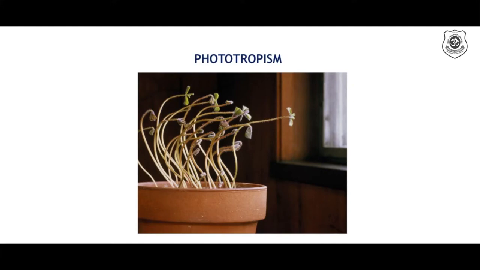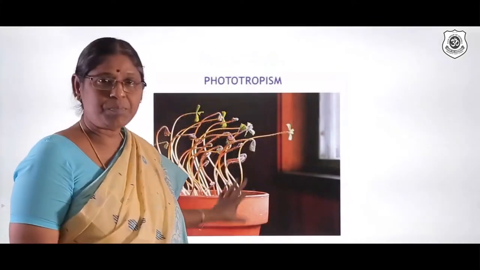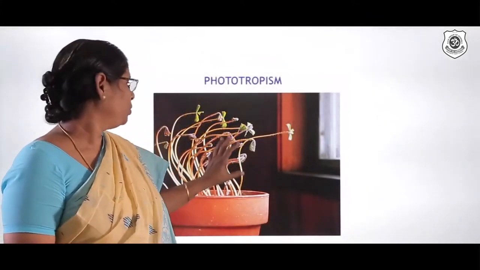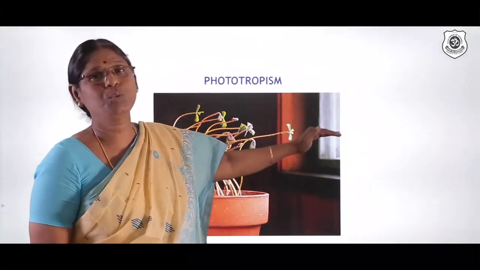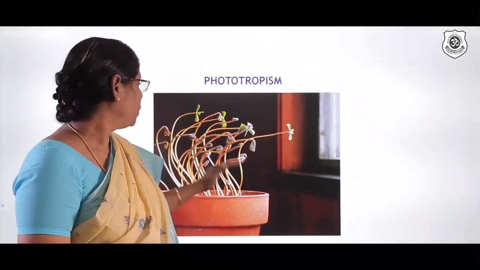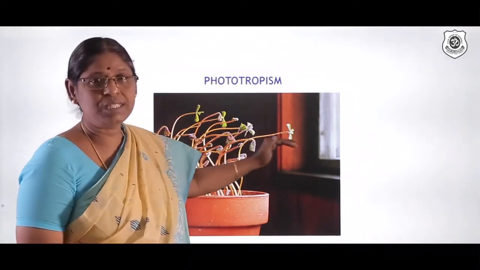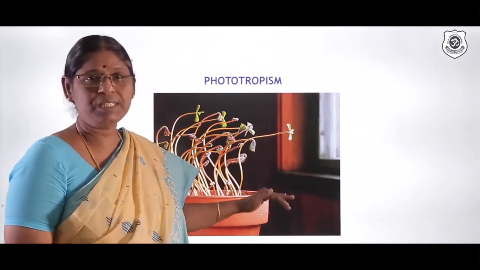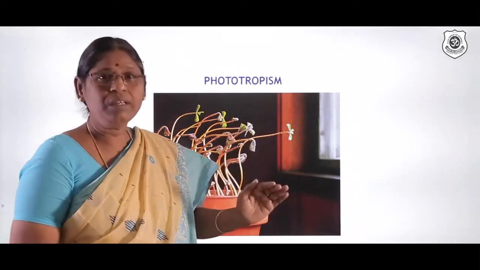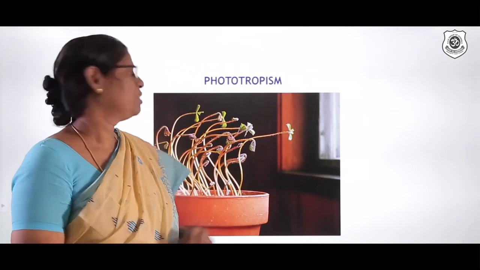And there is a single window through which sunlight comes. When you keep this plant in a dark room, you will find that after a few days, the growth of the plant will be towards the sunlight. So it will be bending towards the sunlight. Initially it will be straight, but after a few days, it will be growing in search of sunlight.